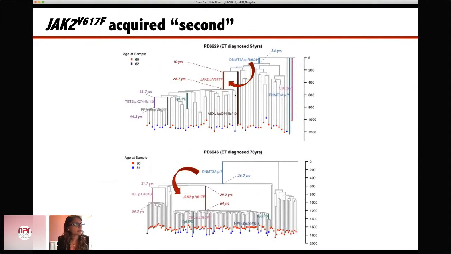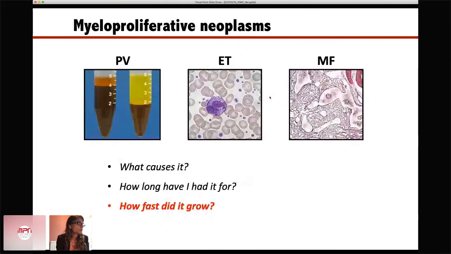Sometimes JAK2 was acquired second in 2 of our patients, slightly older patients who presented with ET in their 50s or 70s. The JAK2 occurred as a second event on a background of a driver mutation that had already led to a clonal expansion. So really, that was quite surprising to us, and it gave us a sense that in MPNs, perhaps what's happening is that it isn't suddenly something that happened in the patient's life that resulted in this cancer being caused. It's more something that's been a slow burner and has been growing for a really long time.